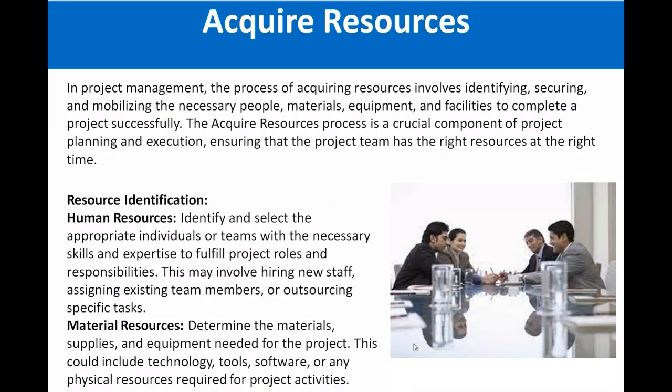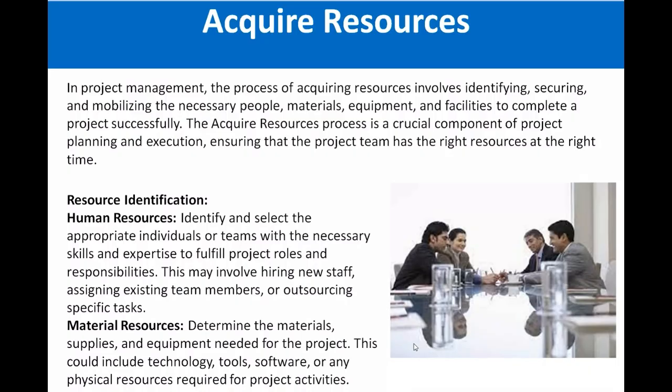So first thing is the human resource identification. That means it basically pertains to identifying and selecting the individuals or team members with the necessary skills and expertise to fulfill project roles and responsibilities. So basically we identify which type of human resources are required. For example, if you are implementing e-commerce solutions, how many software engineers you need, how many software designers you need, which type of skills you require for production deployment, etc. This may involve hiring new staff or assigning existing team members or outsourcing a specific task.